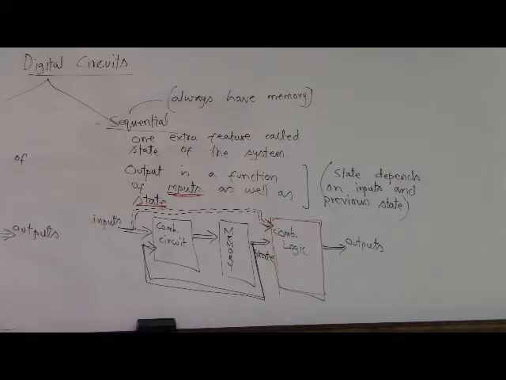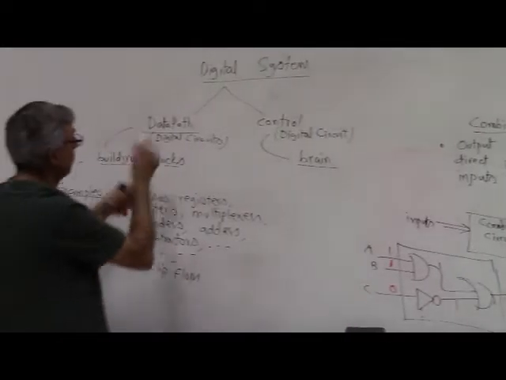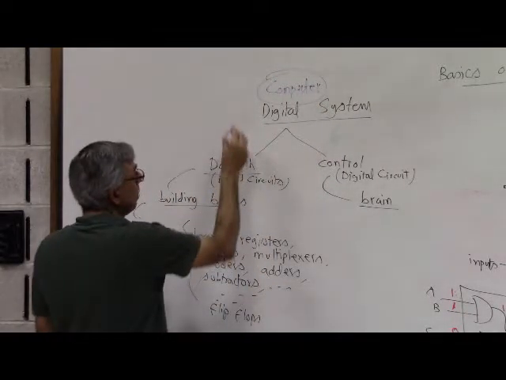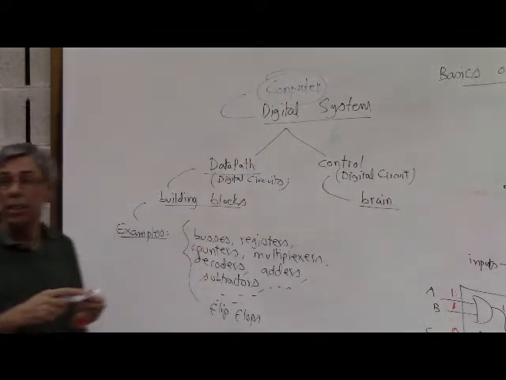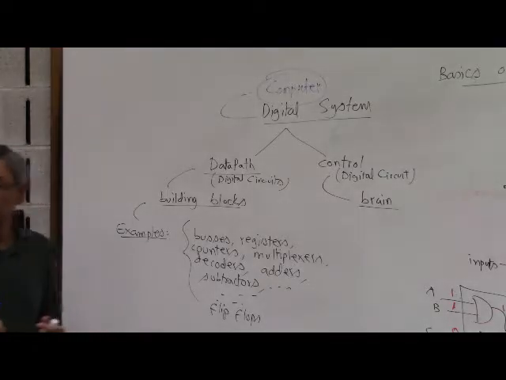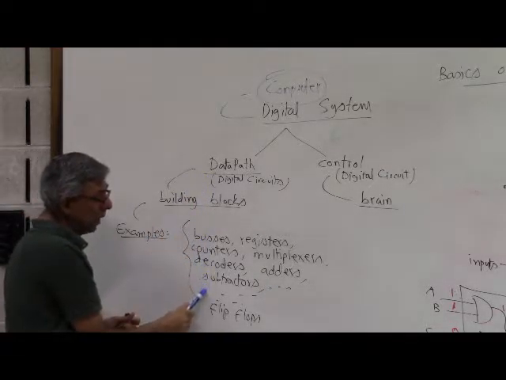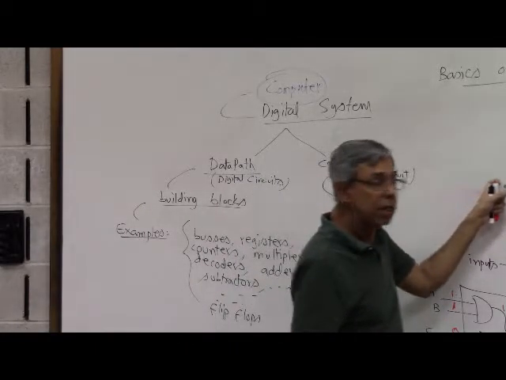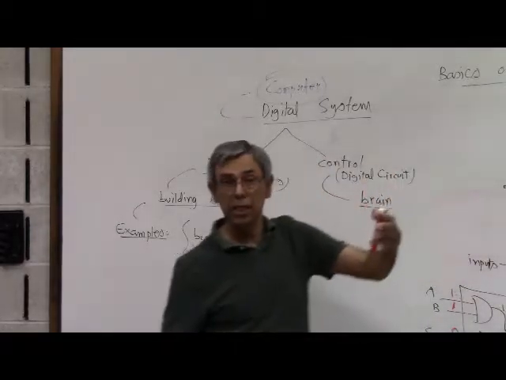The concept of a state and the concept of an output depending on the input as well as the state. Okay? So now let's clarify the whole thing. When we build a computer, as we discussed, it will be designed as a large digital system, right? A digital system will have two main parts, data path and control. The data path will have all these building blocks over here. Some of these building blocks will be combinational circuits. Some of these building blocks will be sequential circuits.